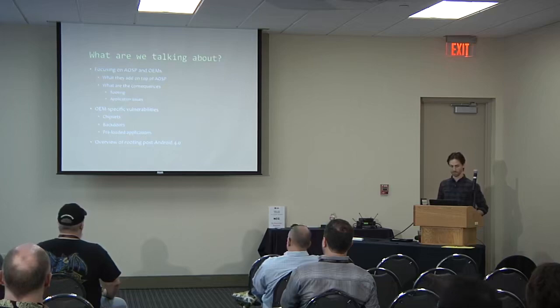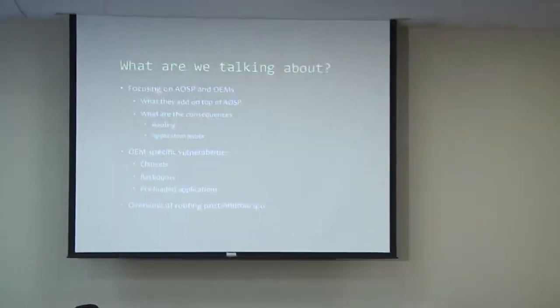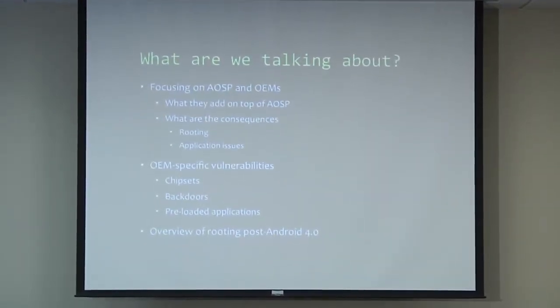But today we're talking about the Android Open Source Project and OEMs, what the OEMs add on top of the Android Open Source Project that we think of as one bundle of just Android. And then the consequences of what they've added, what they've done, kind of comparing that to stock Android. We'll cover some OEM-specific vulnerabilities in chipsets, some clever backdoors that OEMs have put into devices. And then we'll look at preloaded applications, and I'll show you guys a tool that I wrote for getting a quick overview of what's on a device.